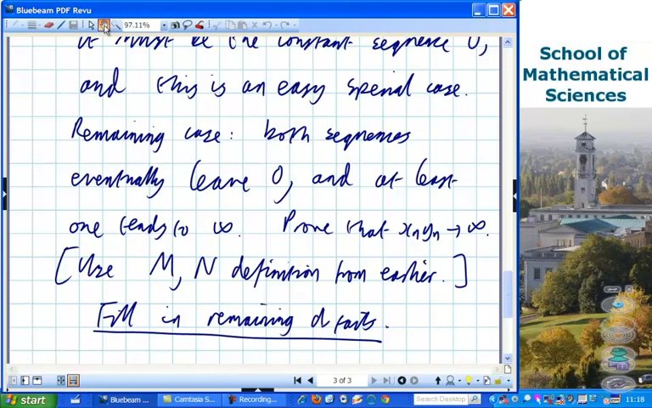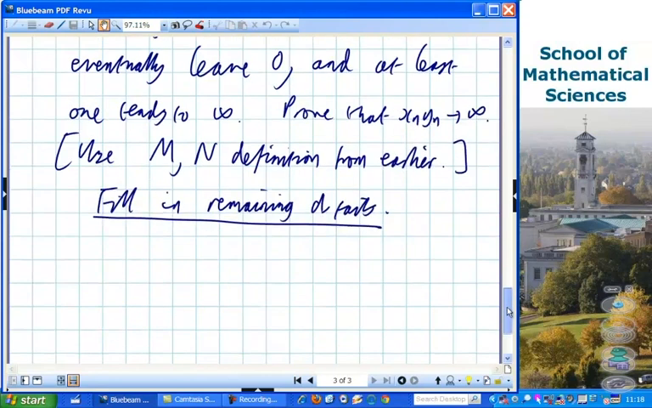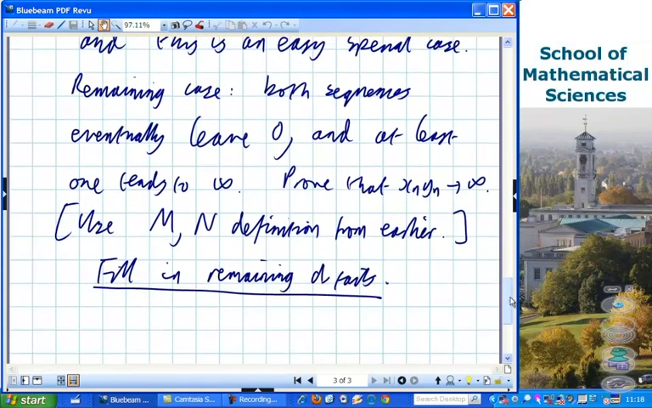Any questions about the algebra limits? I think that's the end of the algebra limits section. Would you like to say anything more about any of the algebra limits?